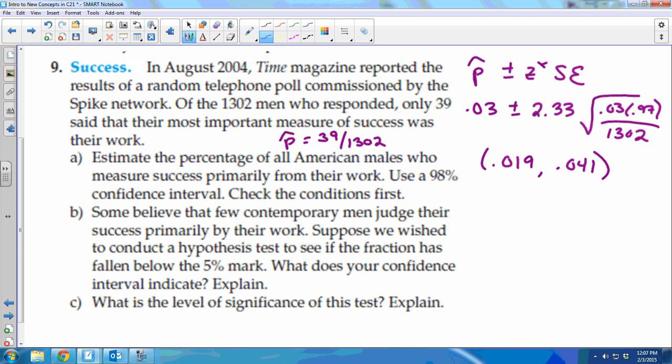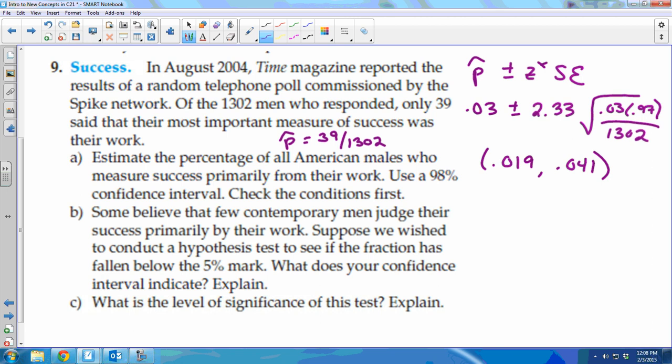A statement. I am 98% confident that the true proportion of men who measure success primarily from their work is between 1.9% and 4.1%, right? Some of you guys aren't doing that. Just because no one asked you directly for that statement doesn't mean you don't get to say that statement. It's a requirement. Okay?